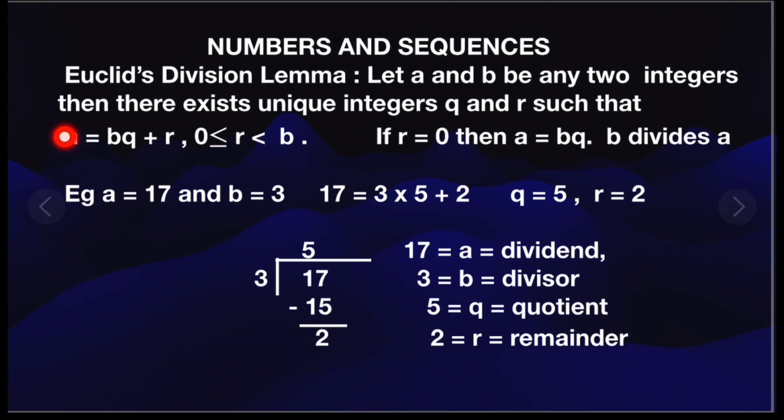Here I am going to take a as 17, b as 3. Okay, so this is called the dividend and this is the divisor. I am going to do a simple division. I get the quotient 5 and the remainder 2. So what the lemma says is I can express 17 in this way. 17 is equal to divisor into quotient plus remainder. 3 into 5 plus r. See, a is equal to b, that is the divisor, into quotient plus r. Supposing the remainder is 0, then this becomes a is equal to bq, that is b divides a.